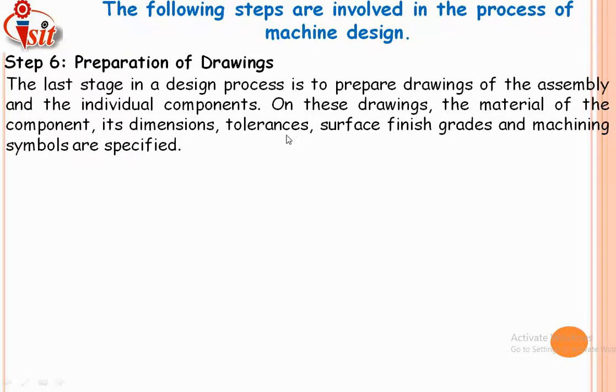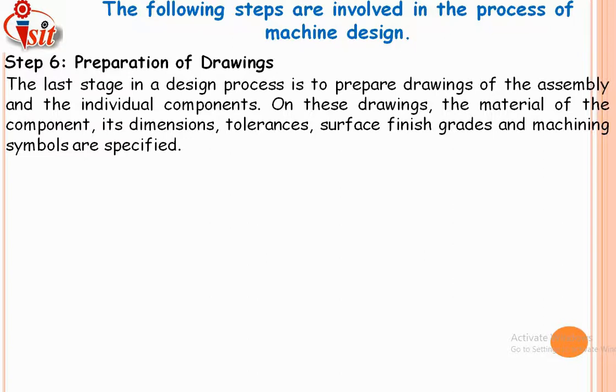Means by looking at the drawing, a design engineer can understand what are the actual dimensions of the component, how that component will get manufactured, what are the different tolerances provided on the component, what is the requirement of the surface finish grades, and which kind of machining process has to be carried out on that component. That is the preparation of the drawing.